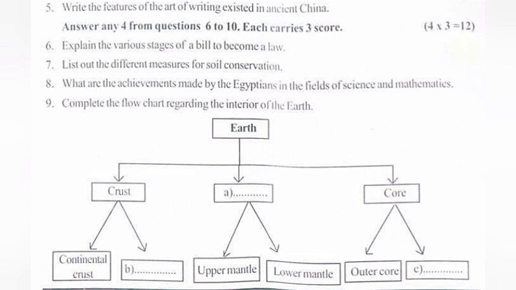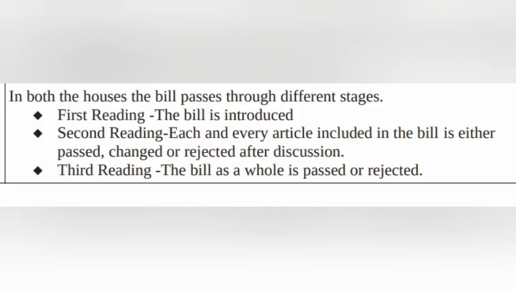6. Explain the various stages of a bill to become a law. Answer. In both the houses, the bill passes through different stages. First reading, the bill is introduced. Second reading, each and every article included in the bill is either passed, changed, or rejected after discussion. Third reading, the bill as a whole is passed or rejected.